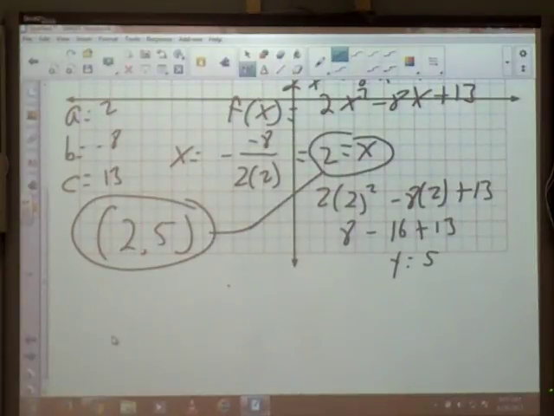Wait, it'll decrease from negative infinity to 2. Is that what you said? And then increase to infinity. Correct. Negative infinity to 2 and 2 to infinity. Yes, you got it.